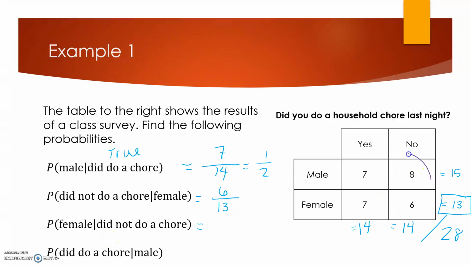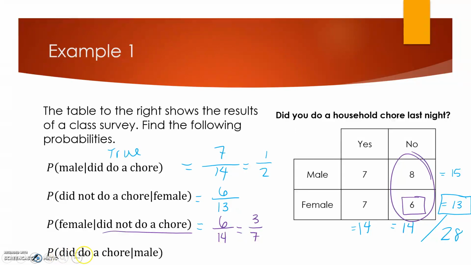Okay, so now I'm looking at this column. I know that this is what's true, so I'm looking at that column. There are 14 people in that column. And what's the probability that they're female? There are 6 people in that column, so it'd be 6 out of 14. Divide by 2, simplify a little further, and we get 3 out of 7.